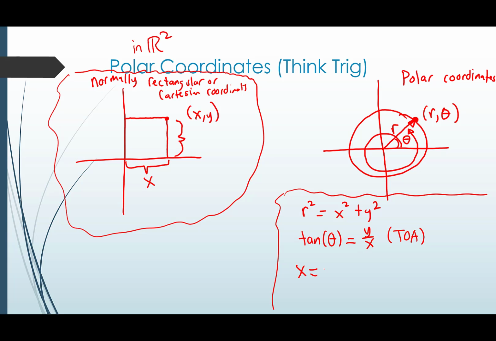x is equal to r cosine of theta, and then y is equal to r sine of theta. So these would be our conversion formulas for going back and forth.